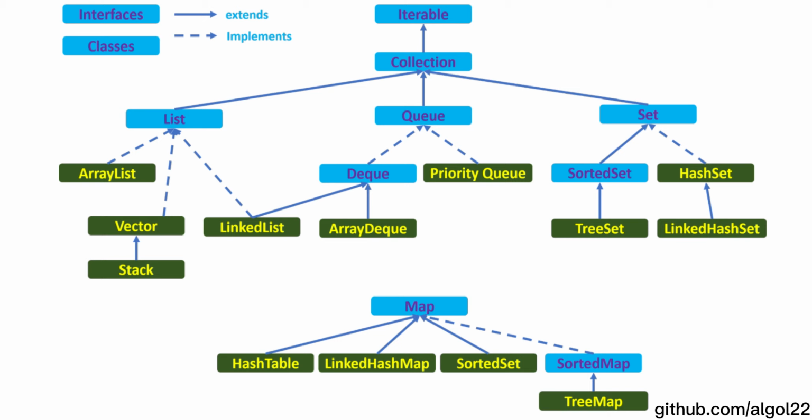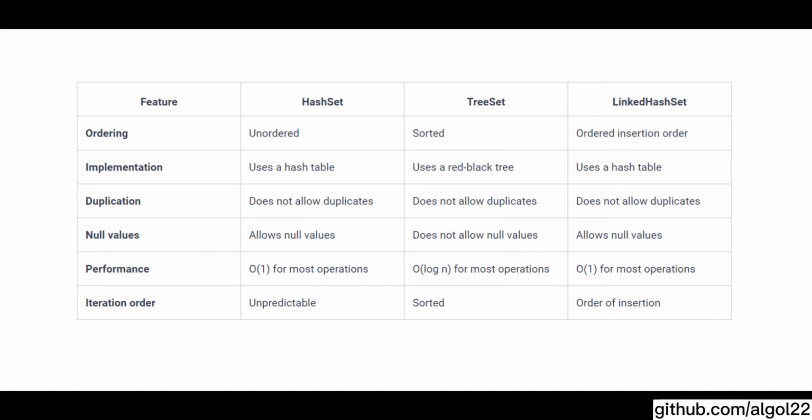A queue is a collection in which the elements are inserted from the end and removed from the other end, following the first in, first out principle, also known as FIFO. Set is a collection that does not allow duplicates. There are three main types of sets in Java: HashSet, TreeSet, and LinkedHashSet.